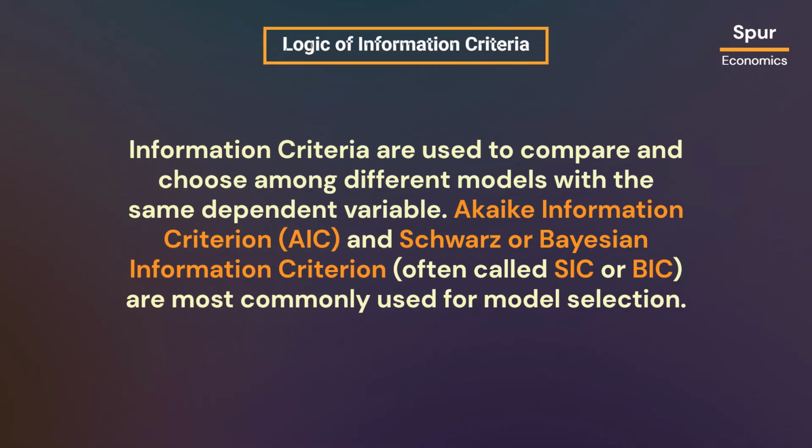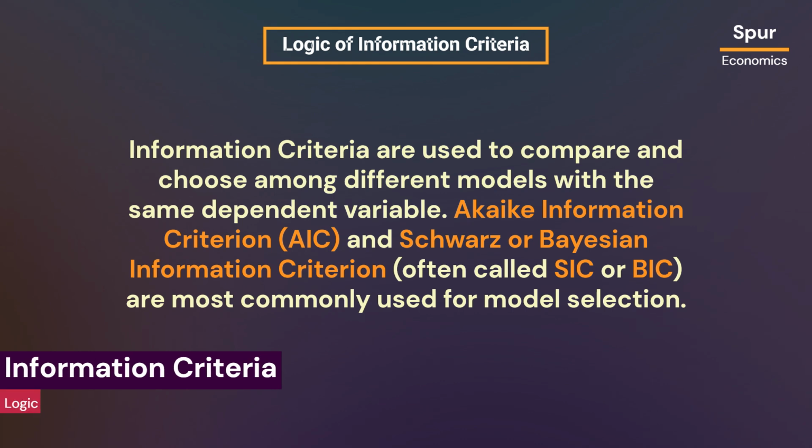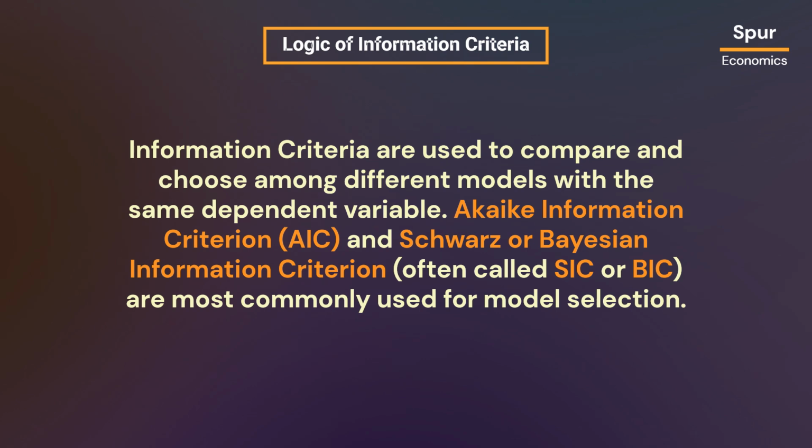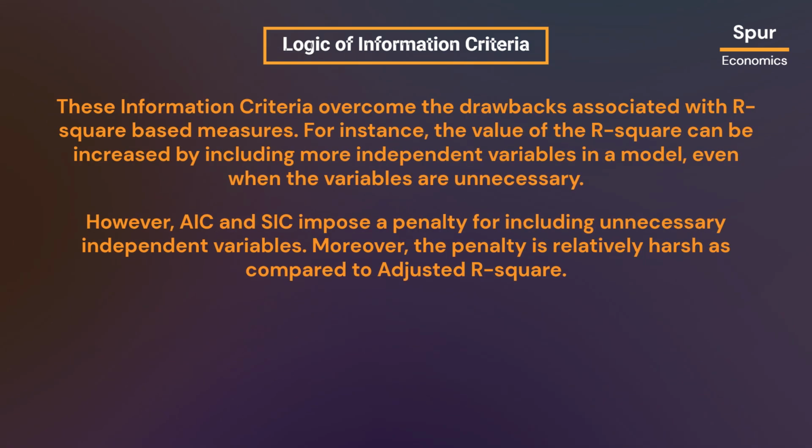Information criteria are used to compare and choose among different models with the same dependent variable. Akaike Information Criterion or AIC and Schwarz or Bayesian Information Criterion, often called SIC or BIC, are most commonly used for model selection. These information criteria overcome the drawbacks associated with R-square-based measures. For instance, the value of the R-square can be increased by including more independent variables in a model, even when the variables are unnecessary. However, AIC and SIC impose a penalty for including unnecessary independent variables.